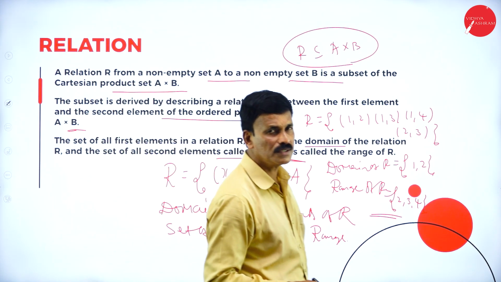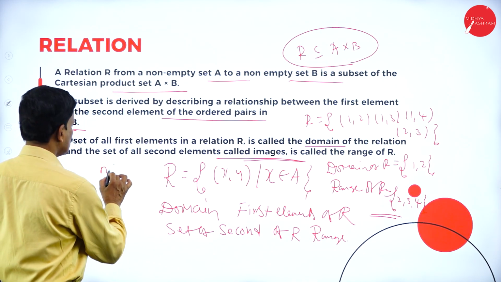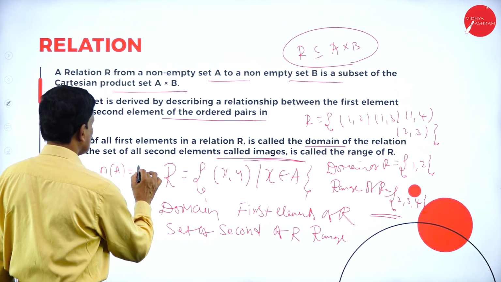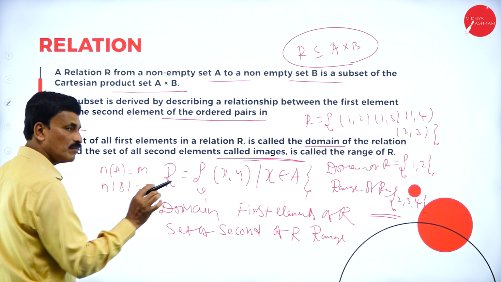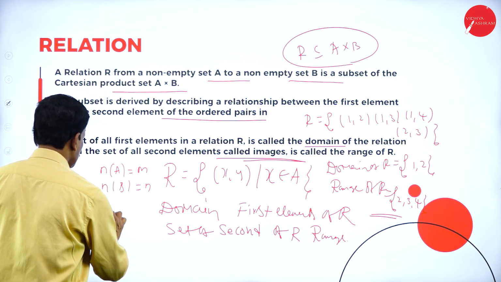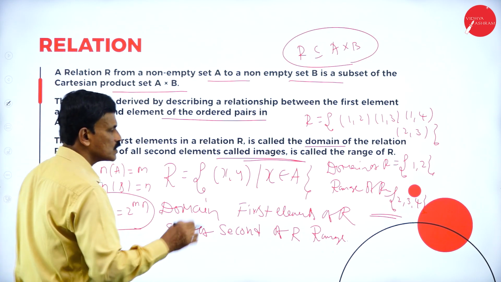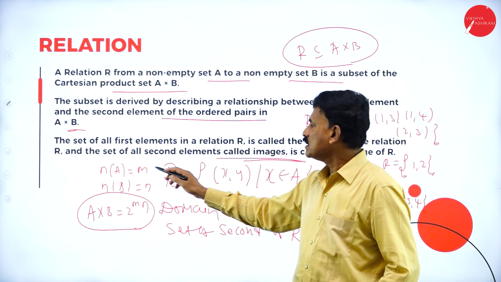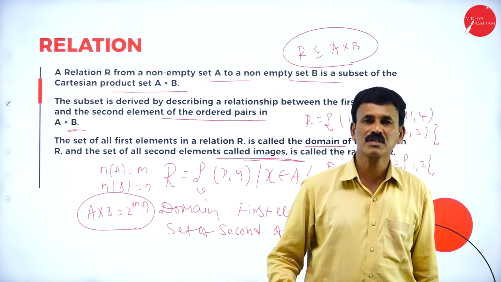Hope you followed. Suppose the number of elements in set A is m and the number of elements in set B is n, then the number of relations that can be formed from A to B is 2 to the power of mn. So the number of relations which can be formed from sets with m and n elements is 2 to the power of mn. That's it. This is a very important concept.